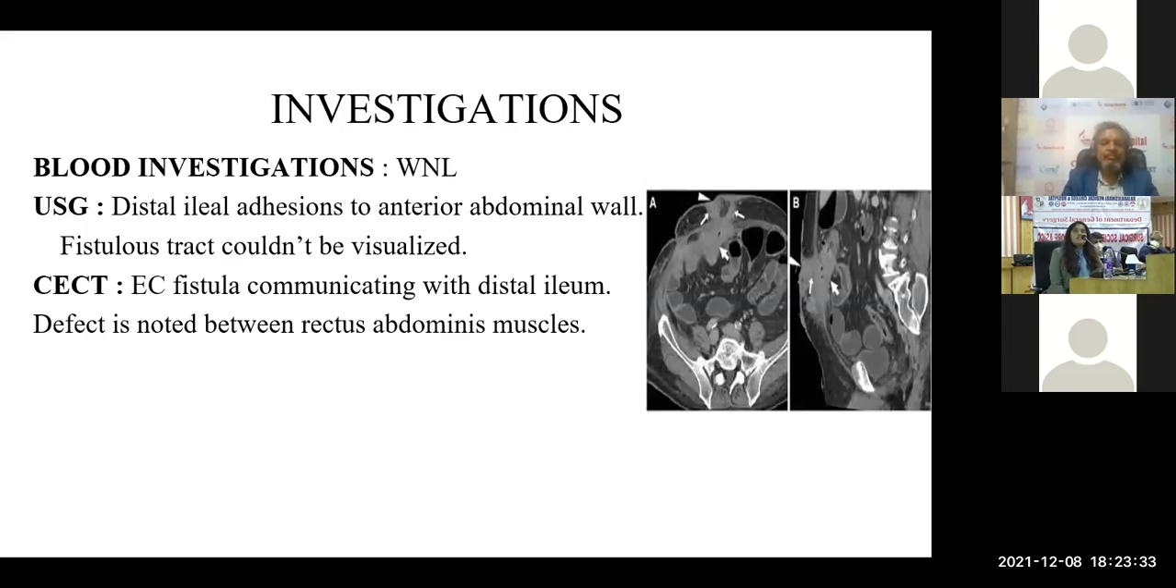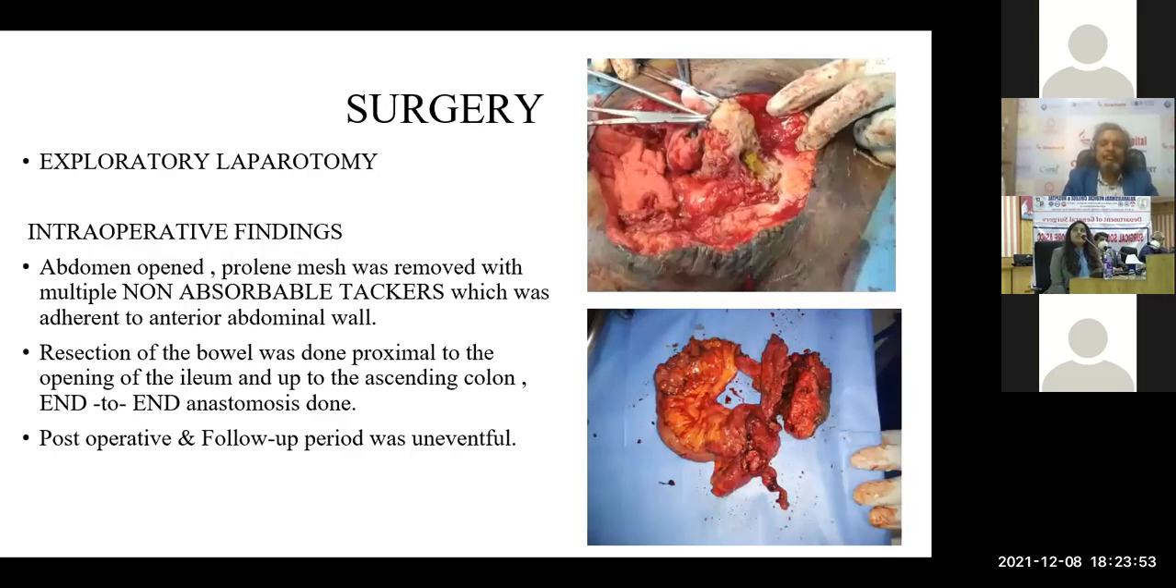Investigations. Blood investigations were within normal limits. USG abdomen pelvis, distal ileal adhesions to anterior abdominal wall, and fistulous tract couldn't be visualized on USG. CECT abdomen and pelvis, enterocutaneous fistula communicating with distal ileum. Defect is noted between rectus abdominis muscle. Surgery performed was exploratory laparotomy.